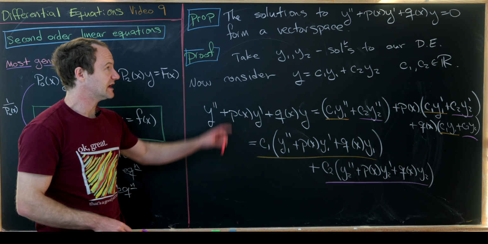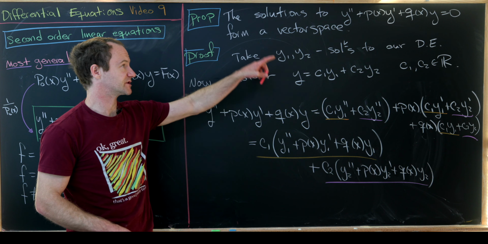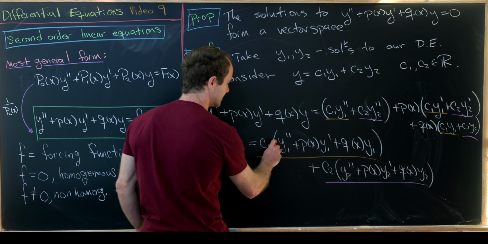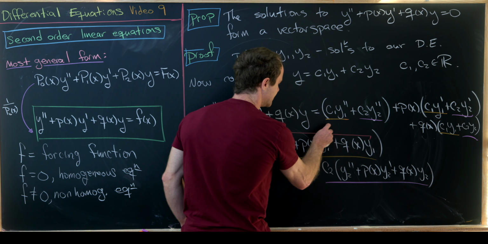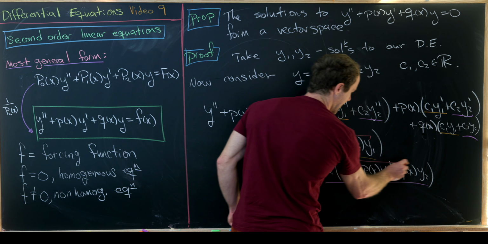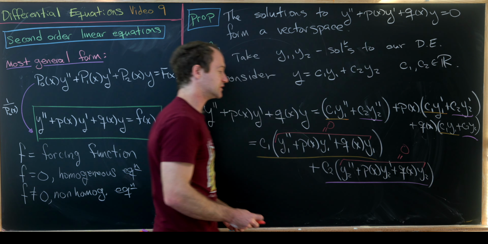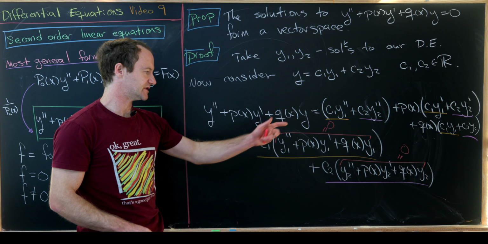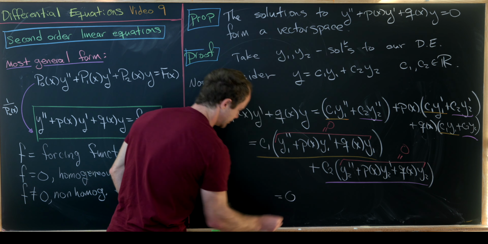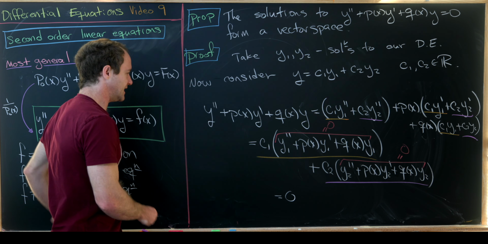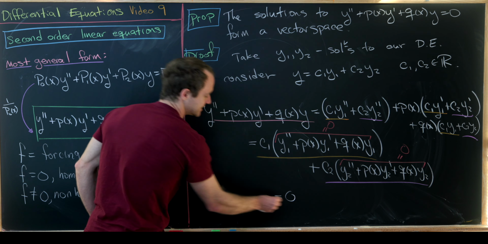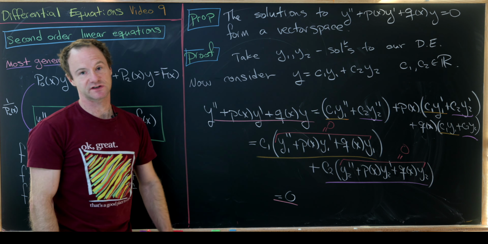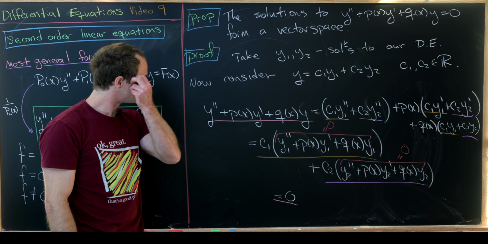But now, given that y1 and y2 are solutions to our differential equation, that means they satisfy our differential equation. So that tells us that all of this is equal to 0, and all of this is equal to 0. Those two things that I've overlined in red. So we have c1 times 0 plus c2 times 0, which is equal to 0. But now reading from here to here, we see that y is also a solution to our differential equation.